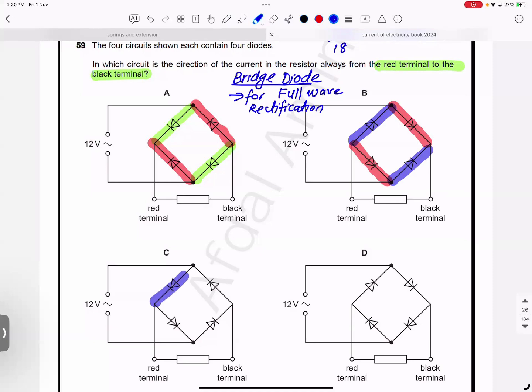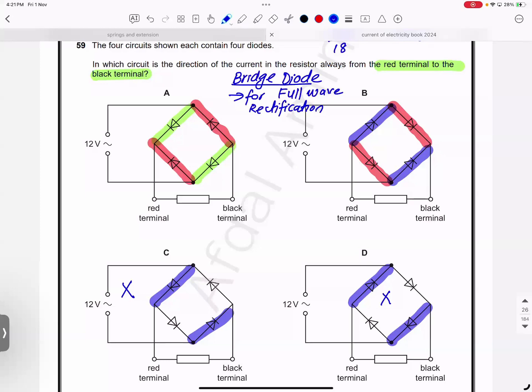Option C. Are these two in the same direction? No, they are not in the same direction. Cannot be a right option. Option D. Are they in the same direction? Can't be a right option. We shortlisted two options, A and B.